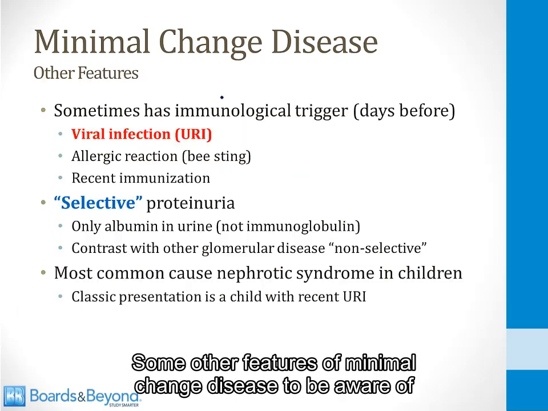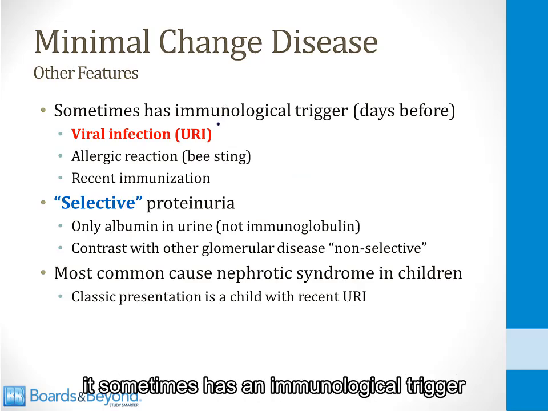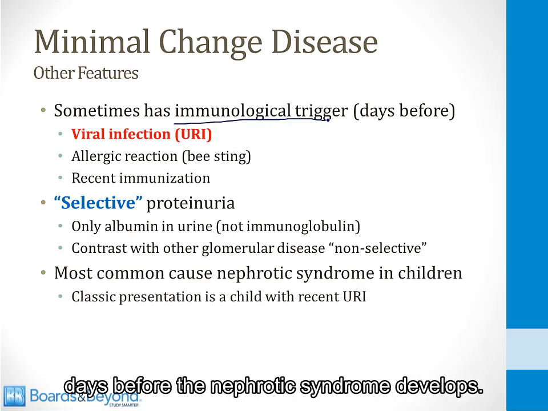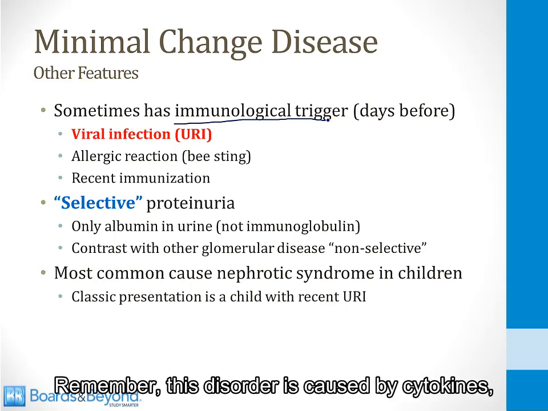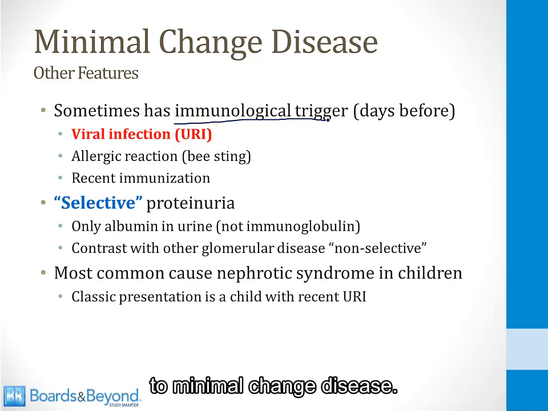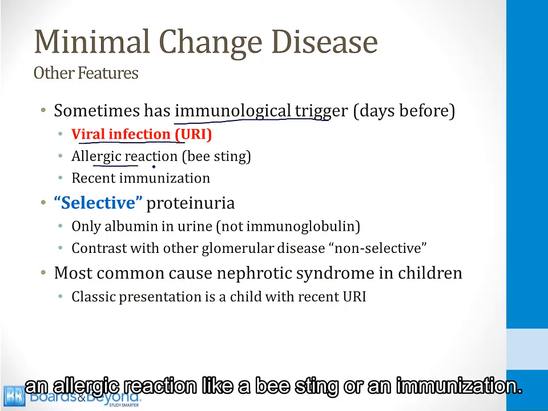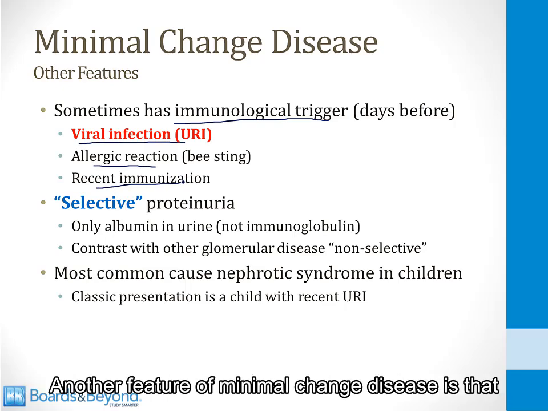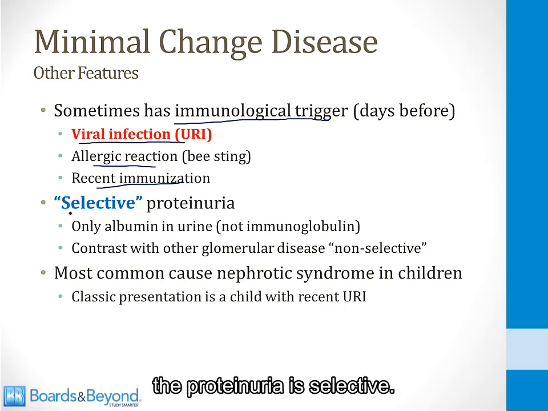Some other features of minimal change disease to be aware of: it sometimes has an immunological trigger days before the nephrotic syndrome develops. Remember, this disorder is caused by cytokines, so things that trigger cytokines can potentially lead to minimal change disease. This includes a viral infection like an upper respiratory infection, an allergic reaction like a bee sting, or an immunization.